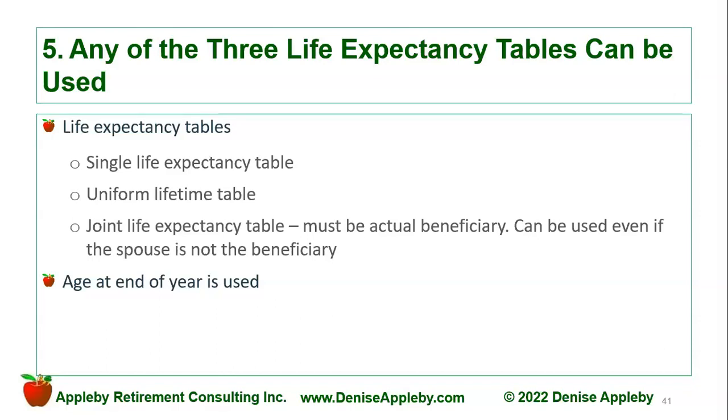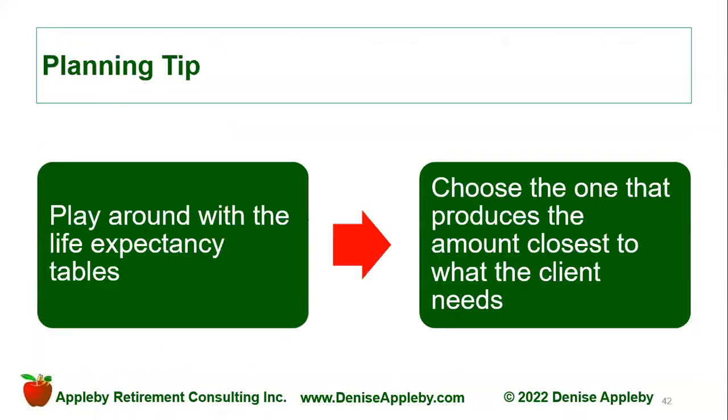And when we're calculating the amount, the life expectancy factor, you want to use the age that the individual is at the end of the year. So if you're having a conversation with someone who's 55 years old today, but by the end of the year they're going to be age 56, then you want to use age 56.